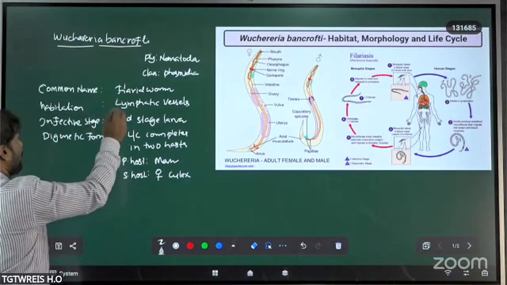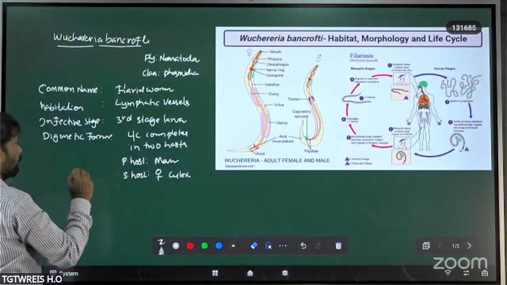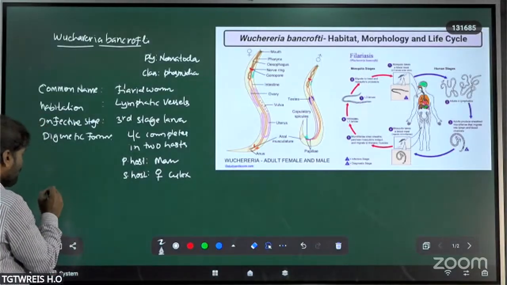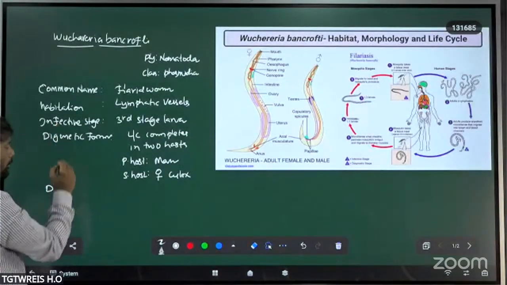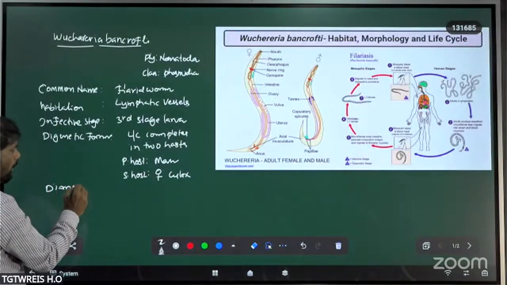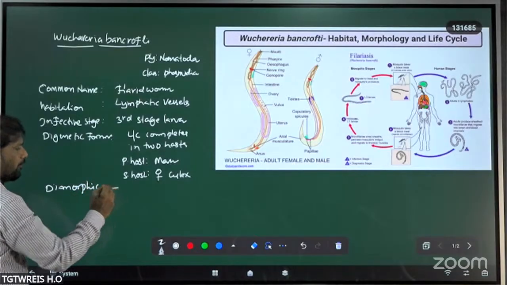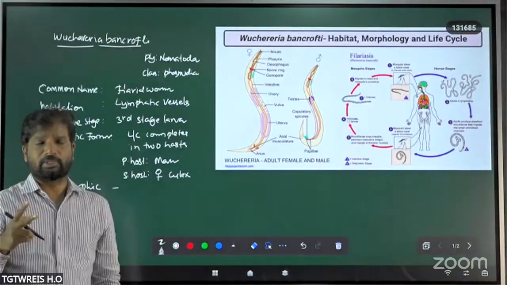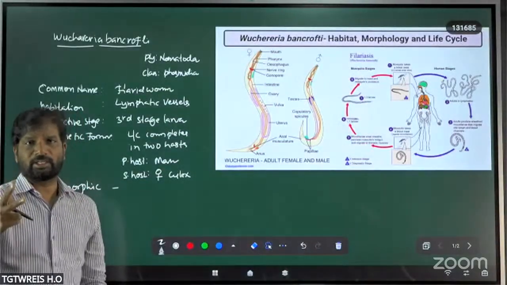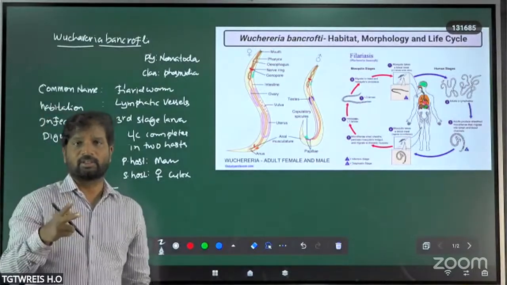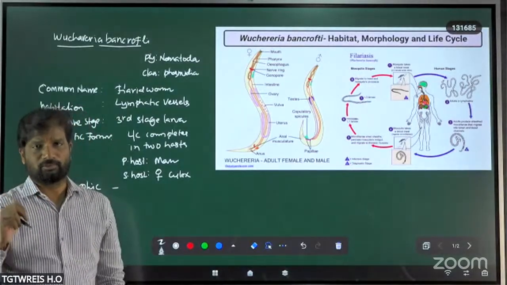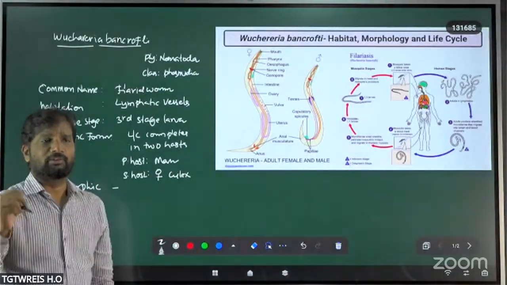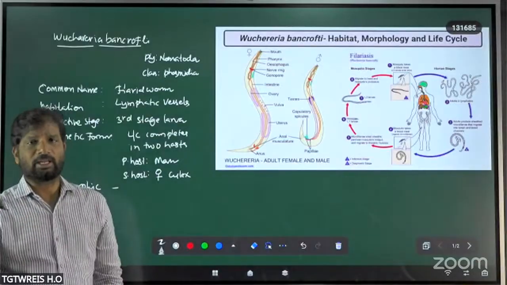So we have the common name, habitation, infective stage, and digenetic form. Then, it is a dimorphic form. Wuchereria bancrofti is dimorphic. What is the dimorphic form? Dimorphic form means it exhibits two forms. By the external characters, we can identify the male sex and the female sex, which is the male and which is the female organism.